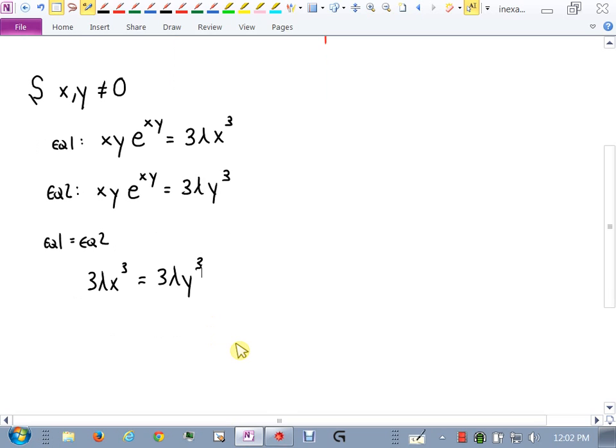And how are you going to solve this, or figure out what's going on here? Can I get rid of the 3's? That I can do, right? Can I cancel the lambdas? No, not unless you promise me lambda's not 0, and I don't feel like going there. So instead, why don't we bring everything to one side? Lambda x cubed minus lambda y cubed must be 0.